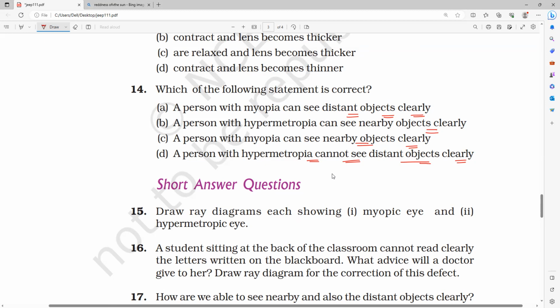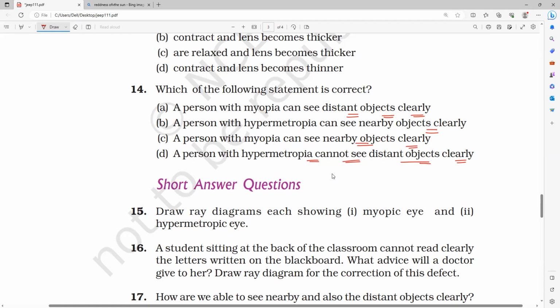Option C. Because first see, a person with myopia can see distant objects clearly. Myopia means he can see which objects clearly, everybody? Nearby objects. Yes, he is able to see near objects clearly, but he cannot see what objects? Distant objects. Understood? That is what you have to remember. Okay, everybody?